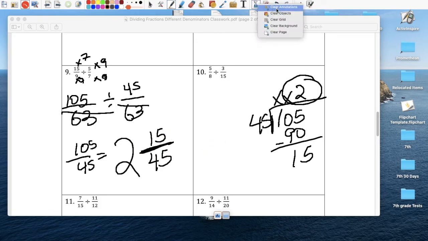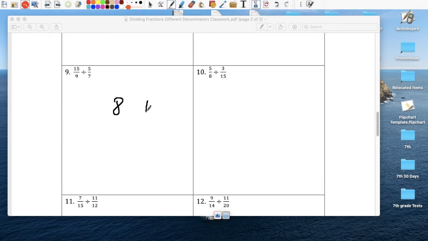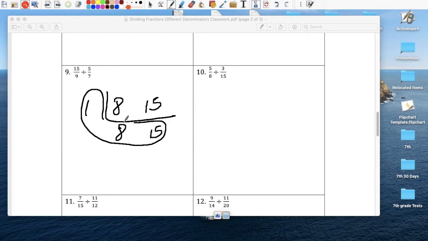Okay. 8 and 15, the LCM is, again, 1 is the only number. So it ends up being 8 times 15. So the LCM is 8 times 15, which is 120. Right? Does that look right? So let's change these both to 120.